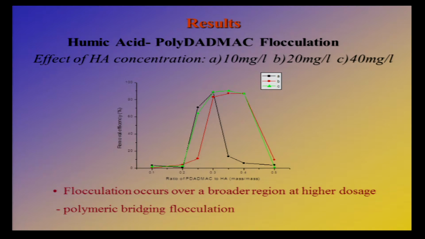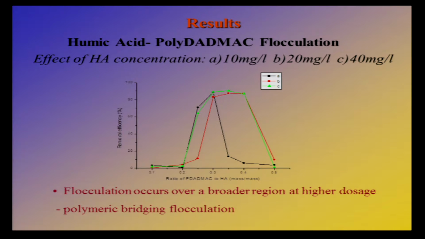So what you see is that for the black line, there's a very narrow peak. But as I go to the red line, you see it's broadening out. And then for the green line, it's really very broad indeed. So you have a very, very big maximum. So what that's telling me is that the flocculation is occurring over a broader region at higher dosage.